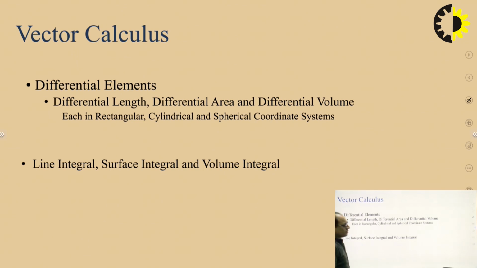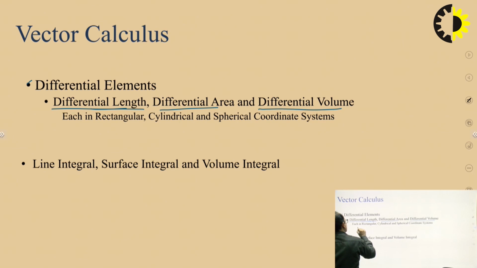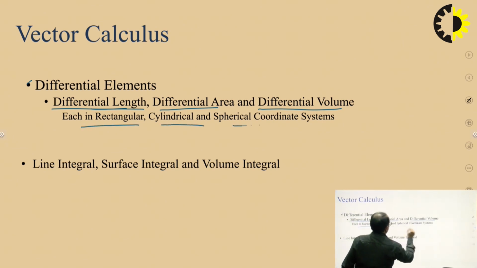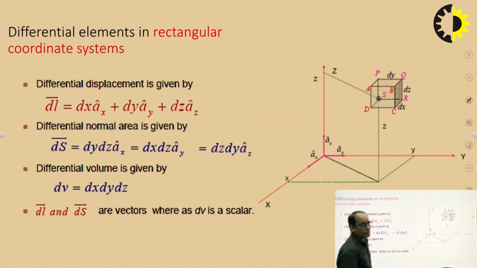So in vector calculus, we will talk about the differential elements. Differential elements consist of the differential length, differential area and the differential volume in rectangular, cylindrical and spherical coordinate systems. If time permits, we will also talk about the line integral, surface integral and the volume integral. So first of all, let's talk about the differential element in the rectangular coordinate system.